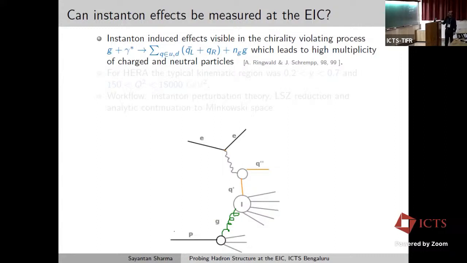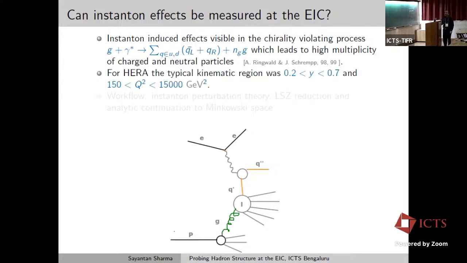which gives these chirality violating processes. So what happens is, for all these light quarks, you will have pairs of opposite chirality, Q_L bar, Q_R, for the light quarks, and then n number of gluons. So these kind of processes violate chirality. If one only looks at one flavor of quark, suppose the u quark, then it violates chirality by 2 units. And the interesting feature of such processes is that it leads to a very high multiplicity of charged and neutral particles, which comes from the fragmentation of these quarks and gluons that are produced due to these instanton effects.